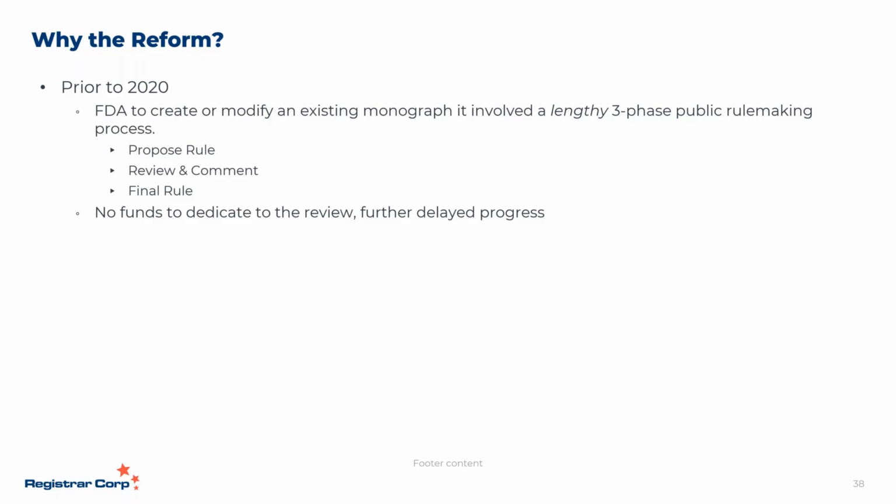Why was this reform to the monograph process so necessary? Prior to 2020, FDA had to create or modify a monograph through a lengthy three-phase public rulemaking process by first proposing a rule, reviewing all the feedback, commenting on the feedback. It may take a long time for FDA to be able to do so, and then issue a final rule. It did not allow for quick action. So if there was a change that is necessary to protect the public health, it didn't have a mechanism to do so.